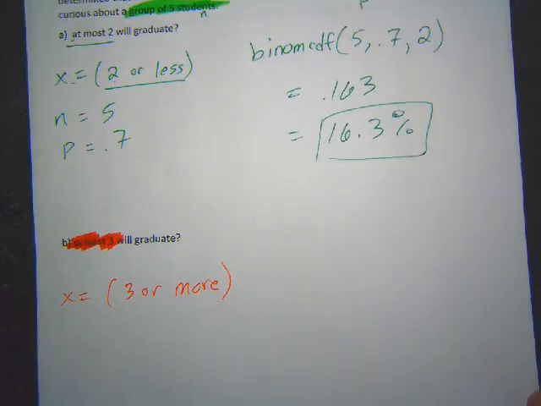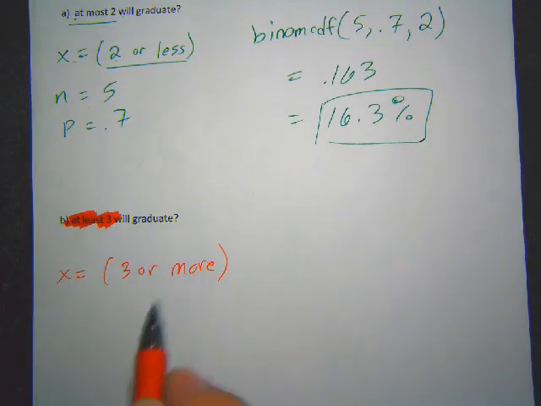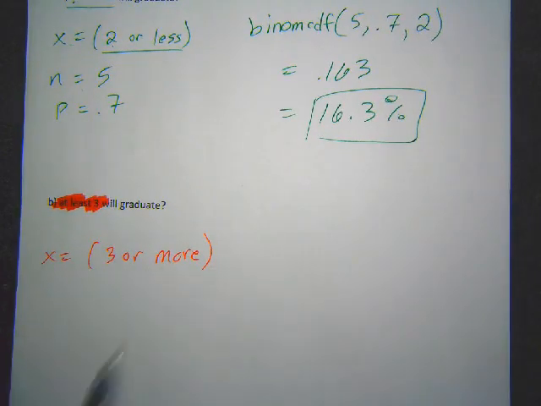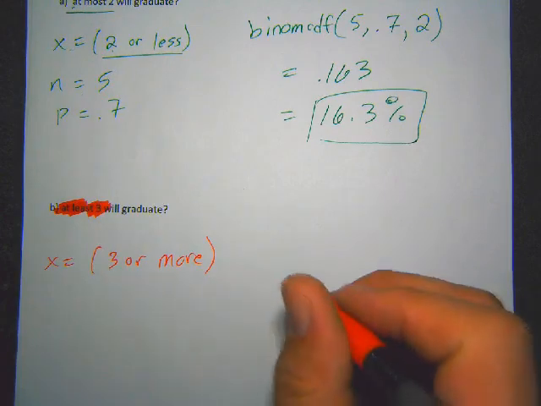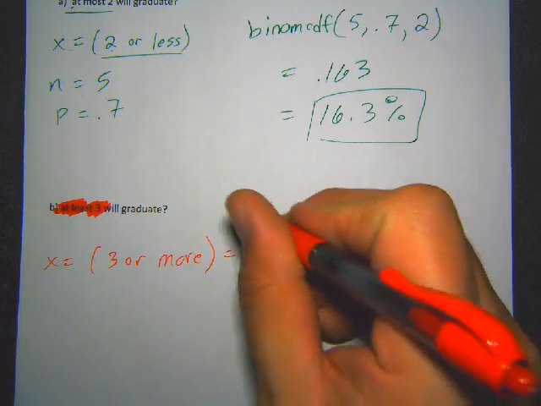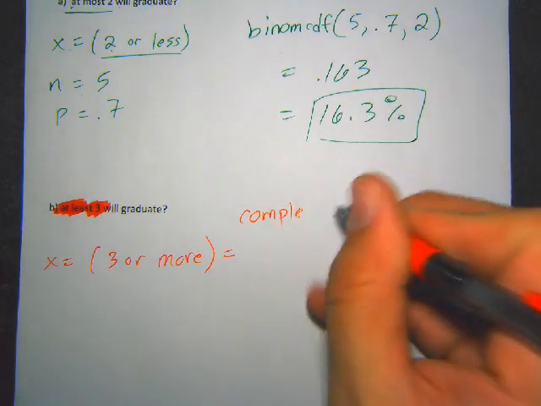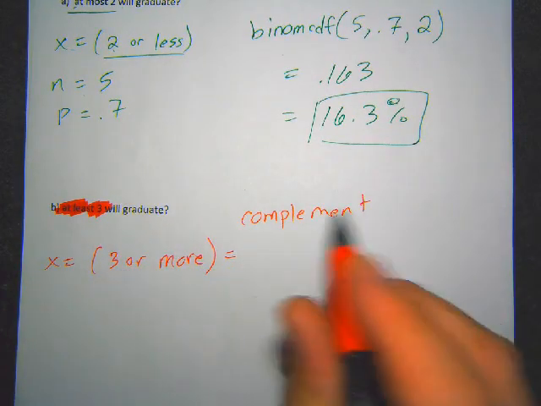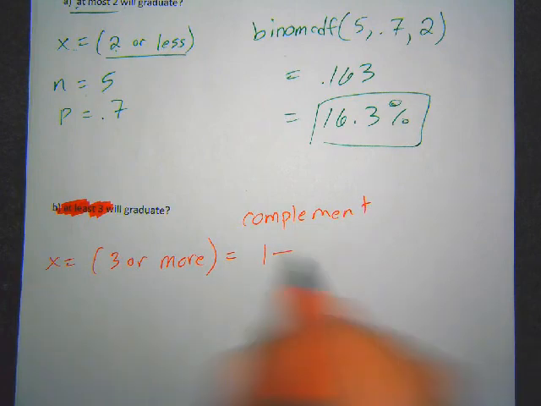3 or more. Now, the binomial CDF doesn't do "or more." We can't do that with "or more." So the trick here is, when we want to do "or more," we use the complement rule. Remember the complement rule? It says you can find the probability of something by finding the opposite and subtracting it from 1.